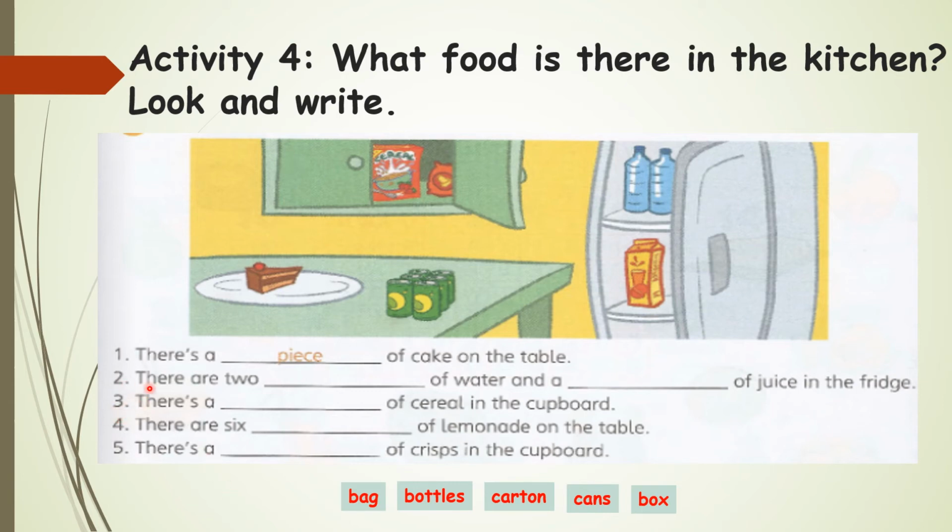Okay, for example, number 2. There are 2 of water and of juice in the fridge. So what are you going to use for water? Is it a bag, bottles, carton, cans, or box? Juice, what are you going to use? A bag, bottles, carton, cans, or box? So choose wisely. You can refer to the vocabulary that you can watch in this video.